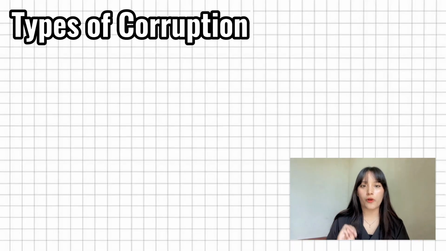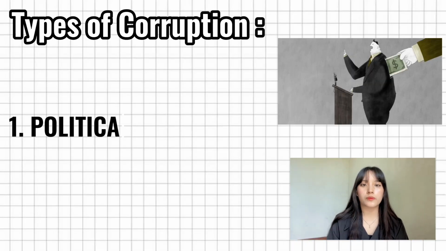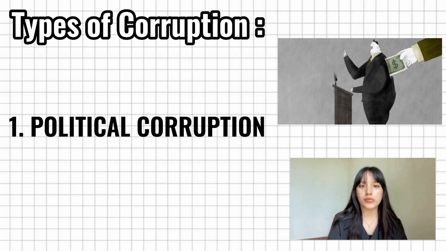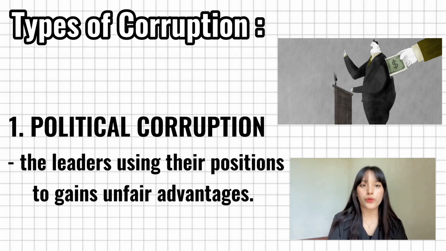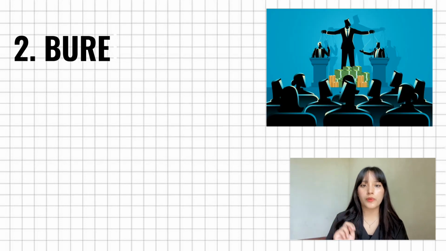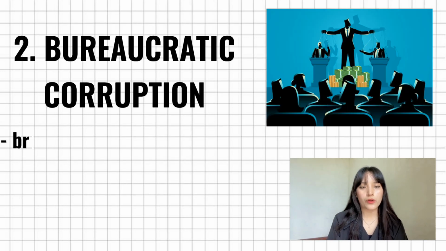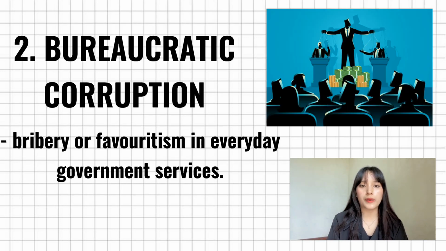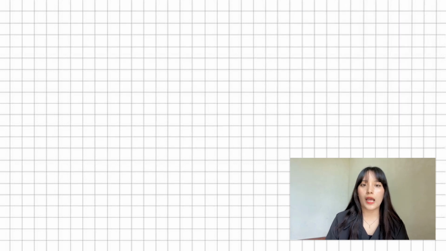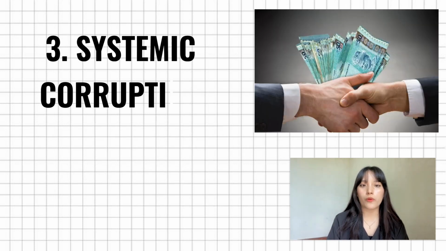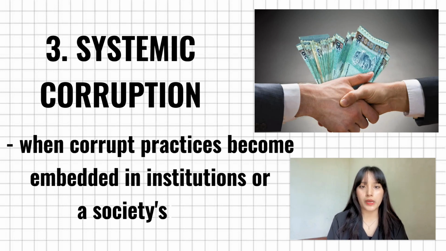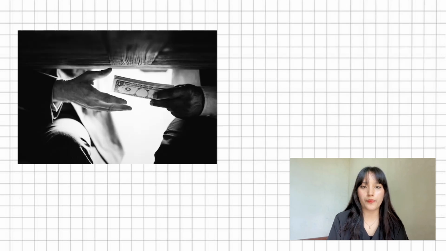There are three types of corruption. The first one is political corruption, which is the leader using their position to gain unfair advantages. The second one is bureaucratic corruption, which refers to bribery or favoritism in everyday government service. And the third one is systemic corruption, when corrupt practices become embedded in institutions or a society's norms.